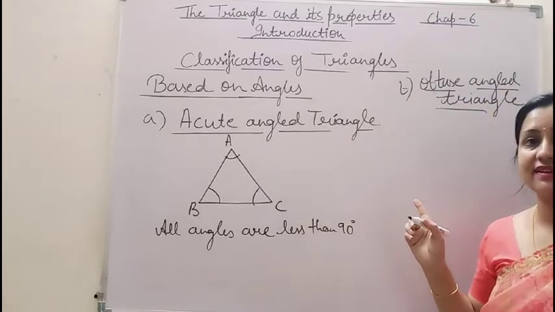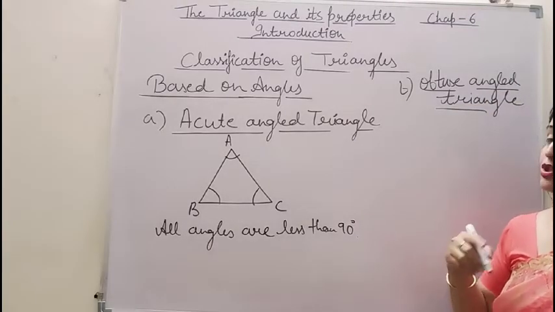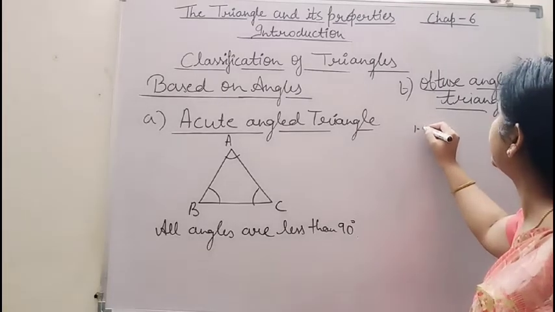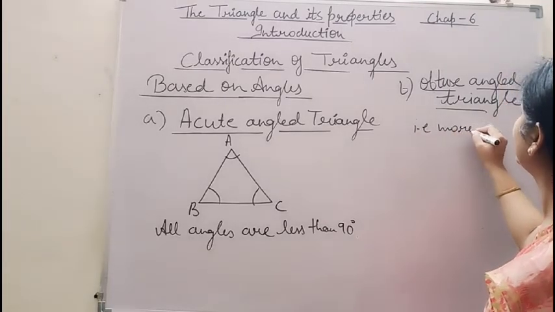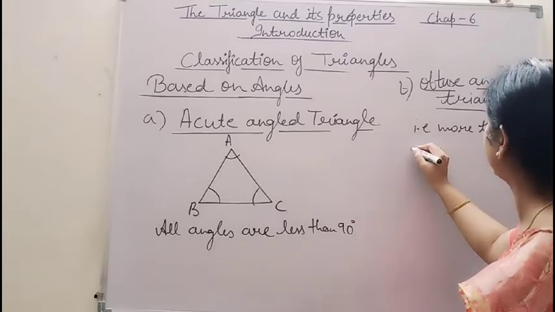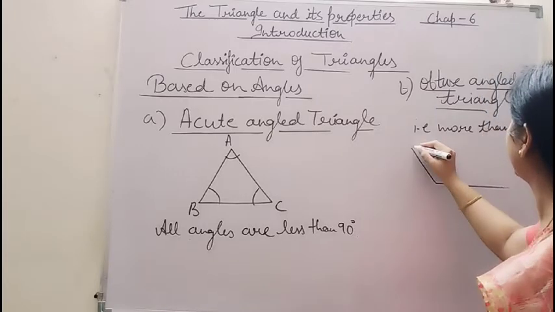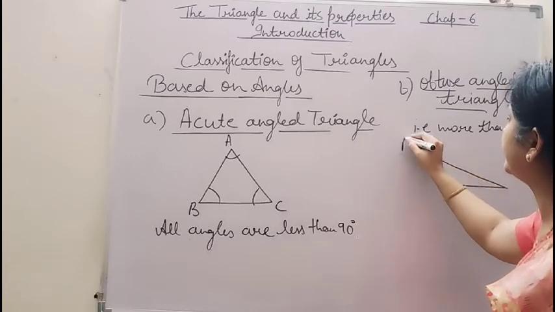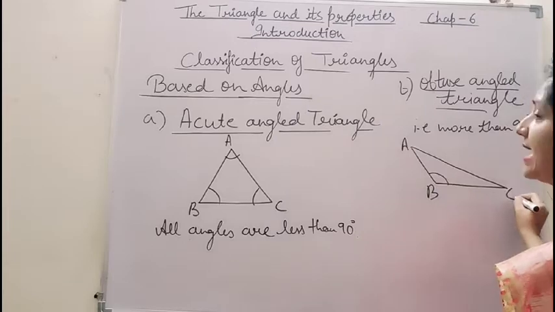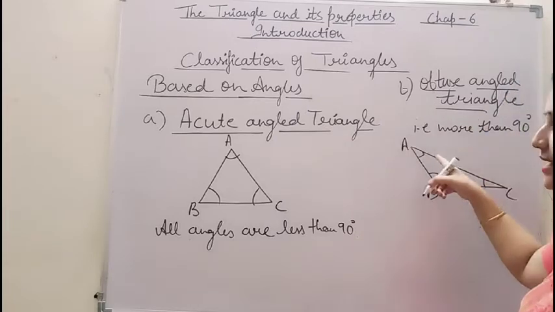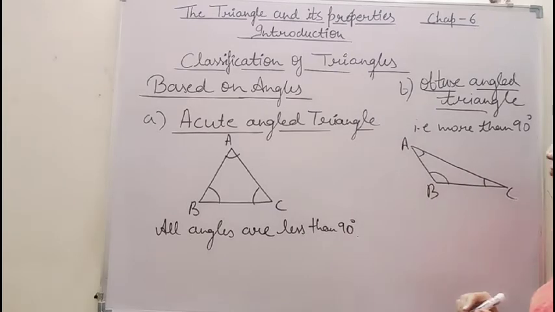In an obtuse angle triangle, one angle is obtuse, that is more than 90 degrees. So we can draw it like this. One angle is more than 90 degrees and the other two angles are acute angles. In an obtuse angle triangle, the other two angles are acute.